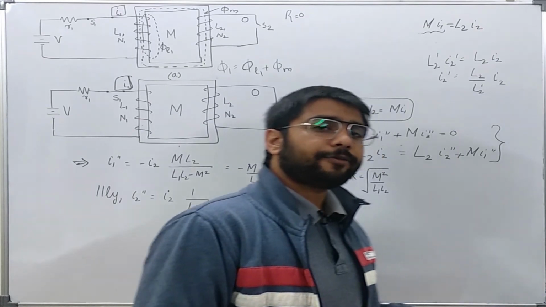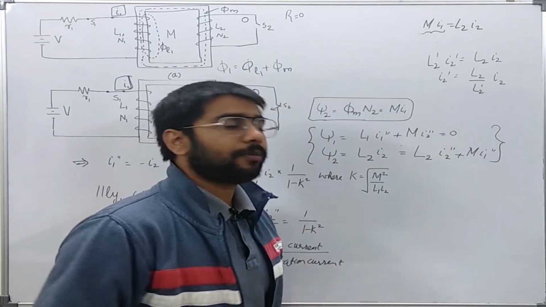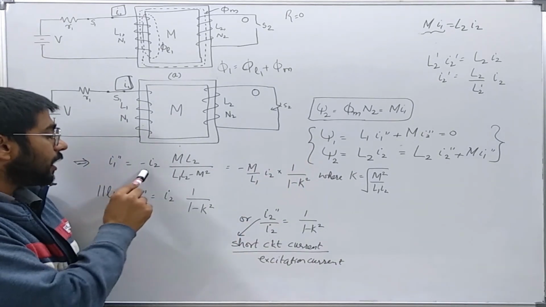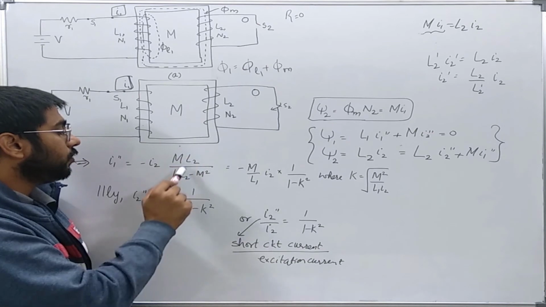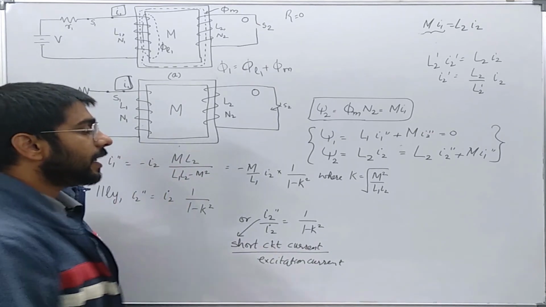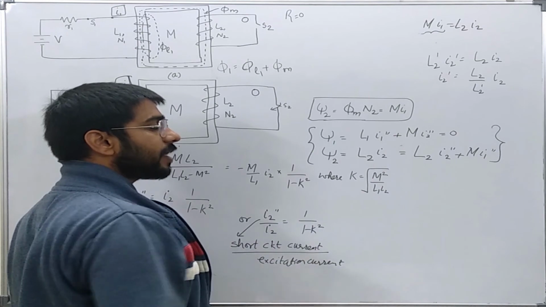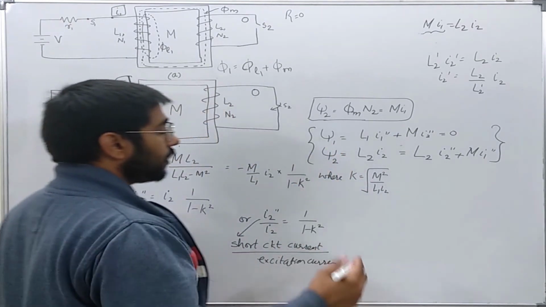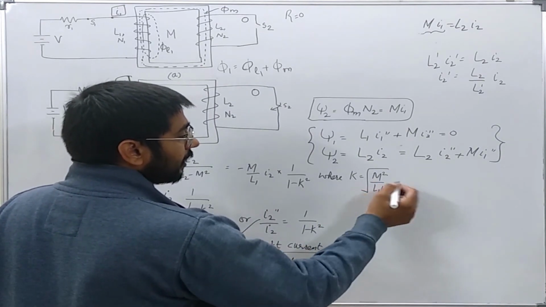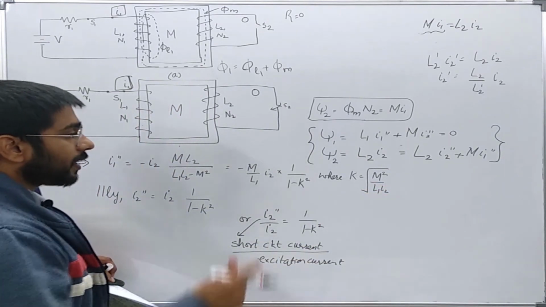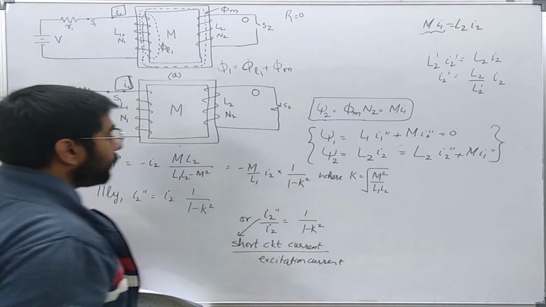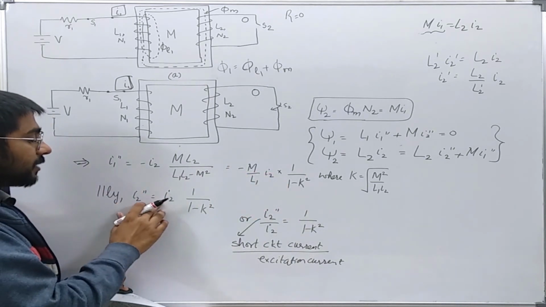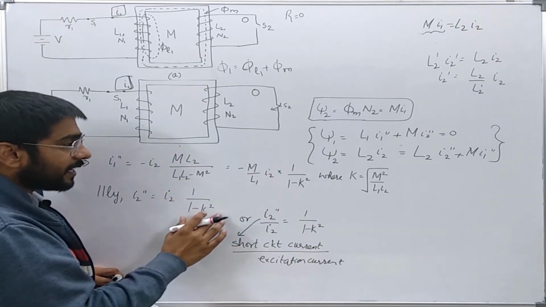Now in this slide I have calculated the value of I1 double prime and I2 double prime. From these two equations I can get that I1 double prime is equal to minus of I2 M L2 over L1 L2 minus M square. Now I will write K is equal to M square over L1 L2, that is the coefficient of mutual coupling. It is usually less than 1. For perfect coupling it will be equal to 1. Now similarly I can find the value of I2 double prime, and it comes out to be I2 into 1 over 1 minus K squared.